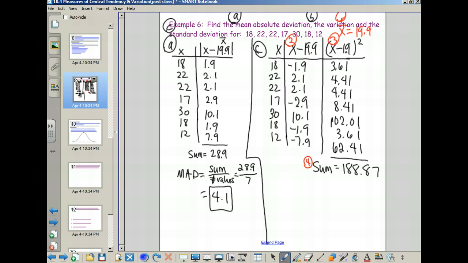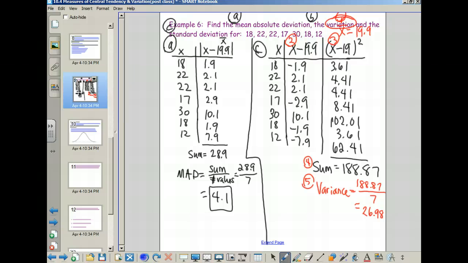All right, step 5 says to divide that by the number of values. So this is going to find the average. Let me actually take a step back here. This step right here actually finds the variance. The variance is found by taking that 188.87, dividing it by the number of values, 7. So what is 188.87 divided by 7? Okay, so that's the variance.